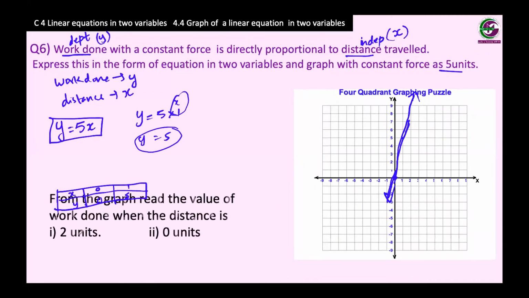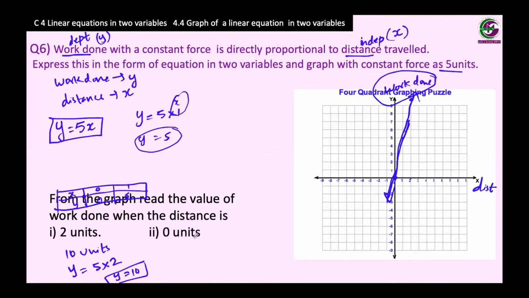Now the next part is that from the graph, read the value of work done when the distance is 2. So you know distance is on the x-axis and work done is on the y-axis. Okay, so distance is 2. So from here you have to go up. So you will see a point here, it is 10. So work done will be 10 units. Or even if it is hard from the graph, you can find it from here. You know y is equal to 5 times distance, and distance is 2. So 5 times 2 is 10.